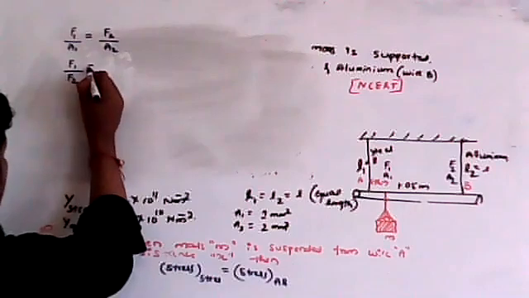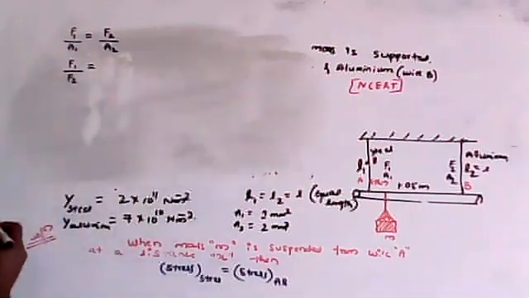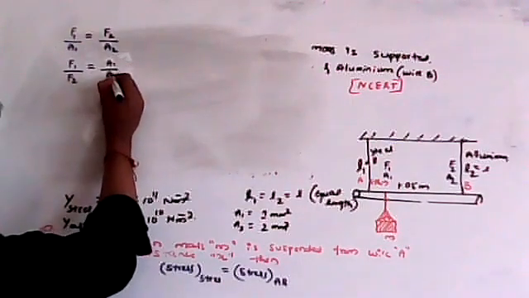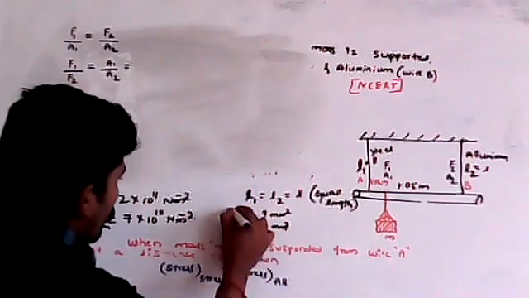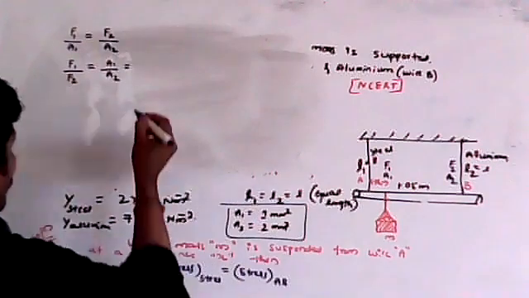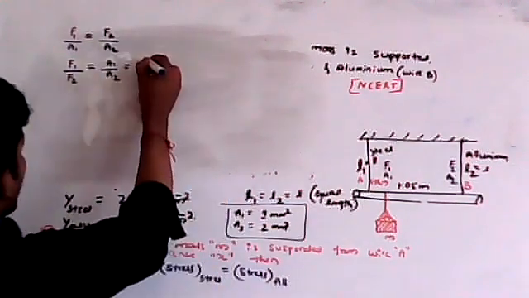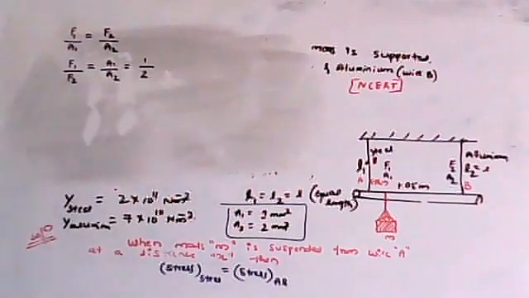F1 by F2 is equal to, how can I write this? Anyone? A1 by A2. But A1 by A2 we already know. This is the value, that is nothing but 1 millimeter square divided by 2 millimeter square. That is nothing but, can I write directly 1 by 2? Is it okay? Yes, good.